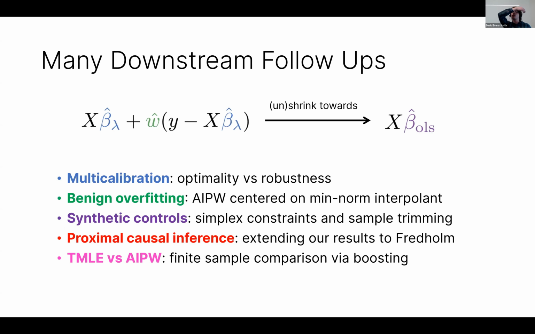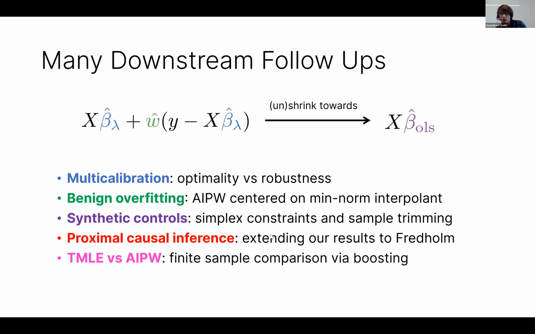Like I said before, this has been a generally fruitful setup. There are many downstream follow-ups, including multi-calibration to benign overfitting, in the case where this debiased machine learning is going to be centered on the min norm interpolant. Synthetic controls is one example of a balancing weights problem, but it introduces the simplex constraints. And this result has allowed us to think of synthetic controls as doing sort of OLS, but with sample training.